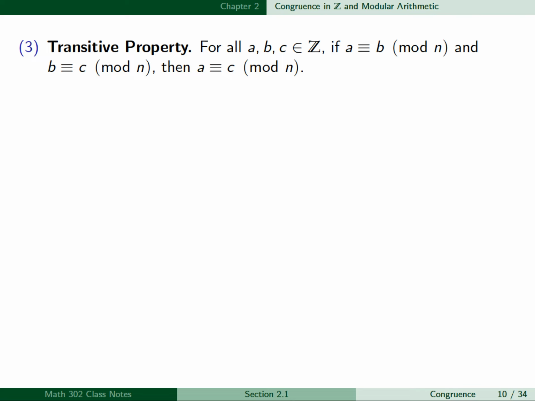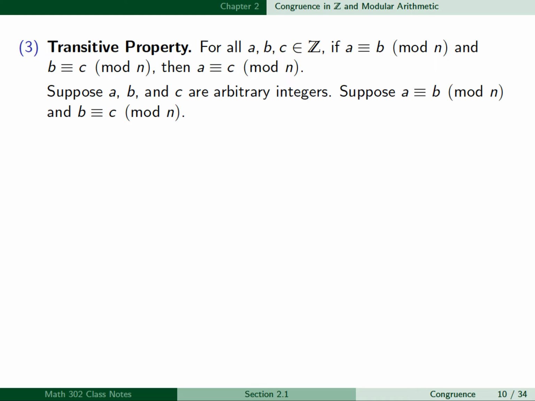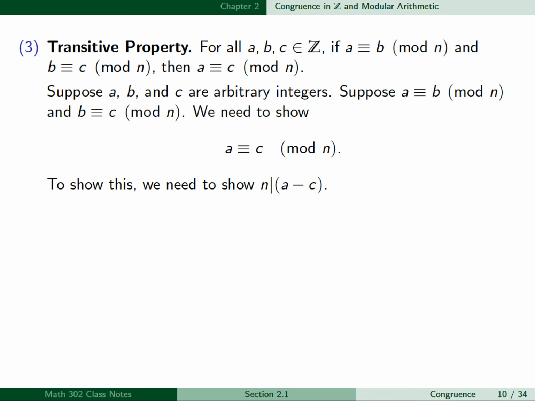For 3, the transitive property, we'll suppose that a, b, and c are arbitrary integers. Suppose the hypothesis a is congruent to b mod n and b is congruent to c mod n. We need to show the conclusion a is congruent to c mod n. And to show this, we need to show that n divides the difference a minus c.